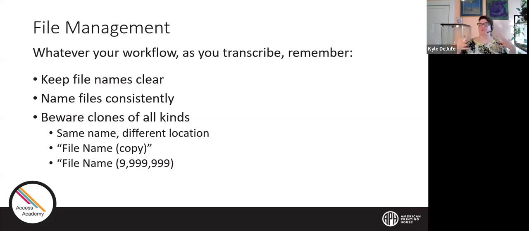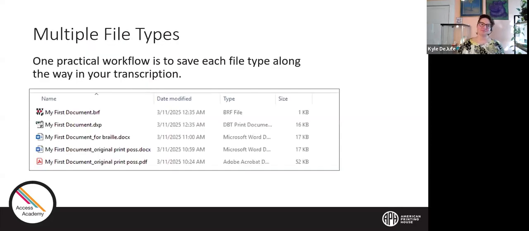Whenever we save a file, we have to be aware of clones or computer-generated names. If we've saved this file before and we save as, the computer might suggest a name that has parentheses copy at the end of it. Or if we've translated a couple of times, our first option to save a Braille file might say parentheses 6, because it's the sixth Braille file we've made. So file management is wonderfully important, and I know you know that.